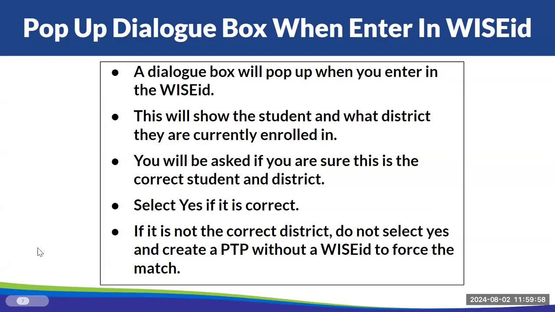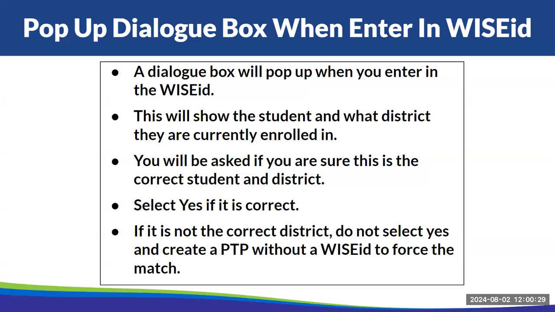Note, when searching for a student by their WISEid number, a dialog box will appear that will show the student in what district they are currently enrolled if the district does not match the district to which the user has access. If this is not the correct district, do not continue. Do not select the box for the student. If you do continue, this will create a PTP in another district.